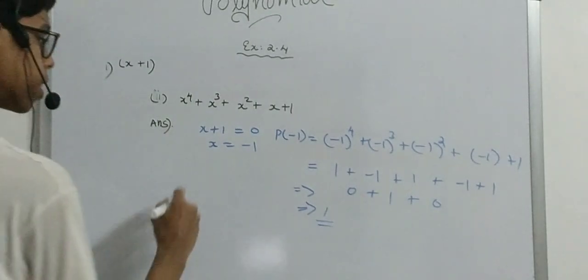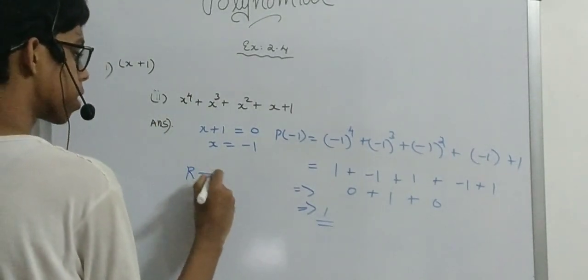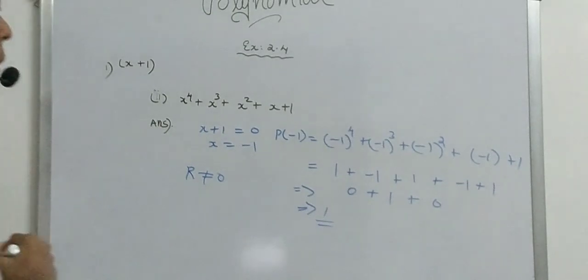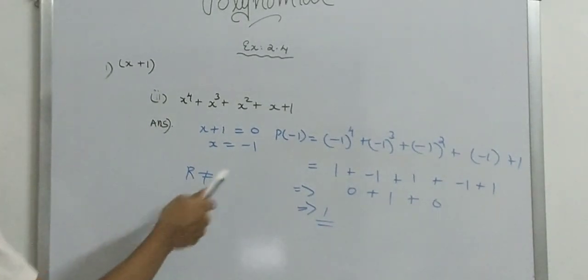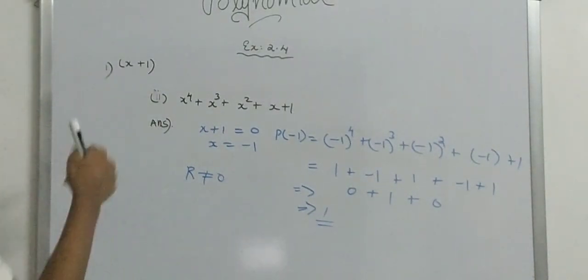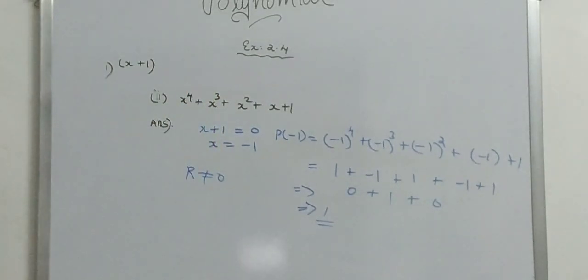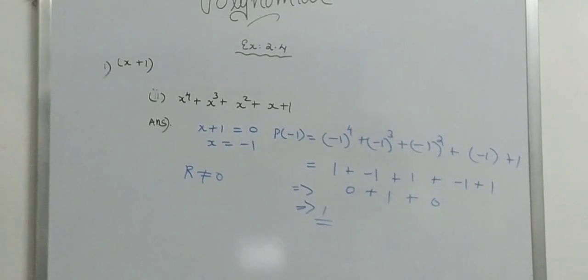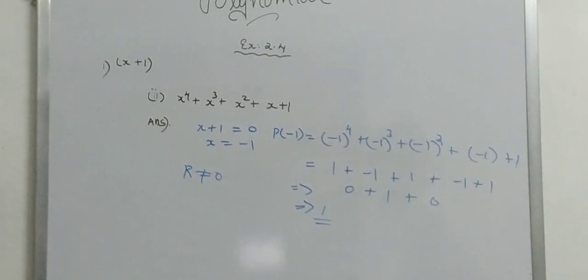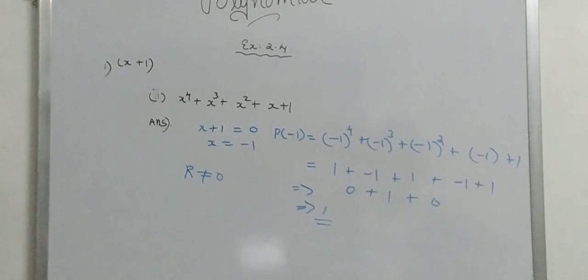That means that our remainder is not equal to 0. So if our remainder is not equal to 0, it means that x plus 1 is not a factor of the given polynomial. So you can conclude it like that. I hope it is clear. Similarly, the third one you can take as homework. There also we have to show x plus 1 is a factor. So move on to the fourth one.